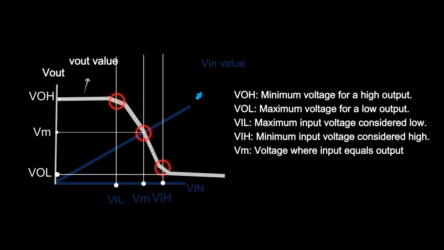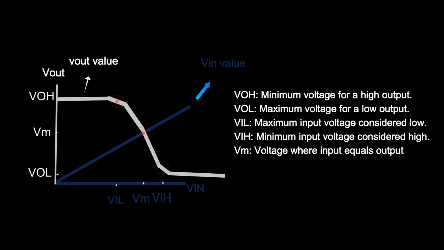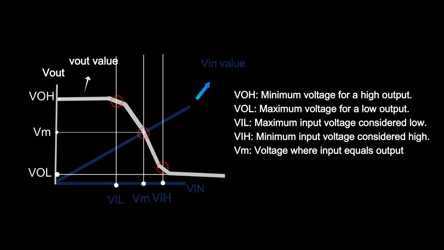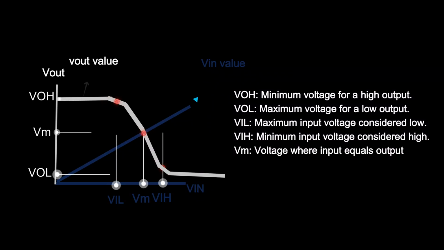We can see key points marked here. V output high is the minimum voltage for a high output. V output low is the maximum voltage for a low output. V input high is the minimum voltage that's considered a high input. V input low is the maximum voltage for a low input. And Vm is the voltage where the input equals the output. This plot helps us understand the switching behavior of the CMOS inverter.